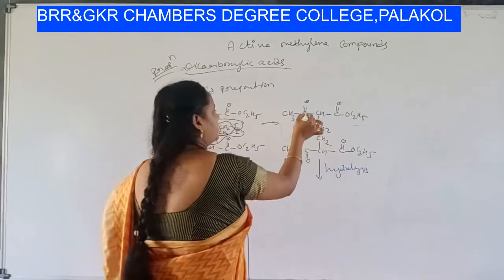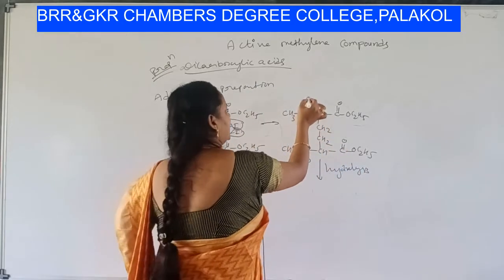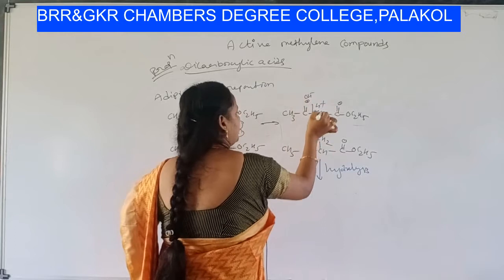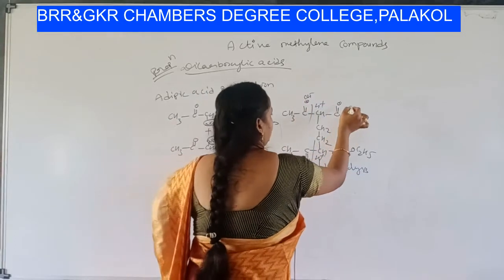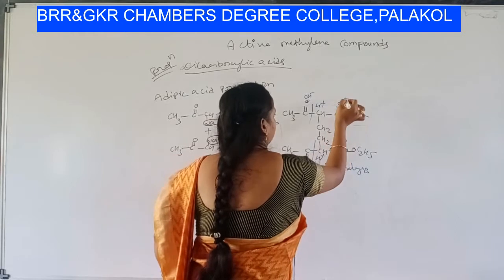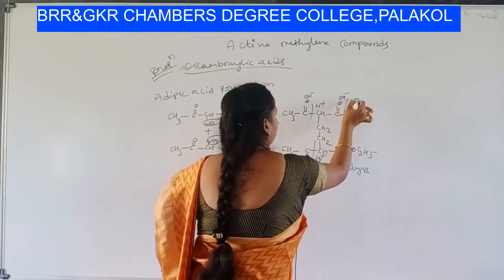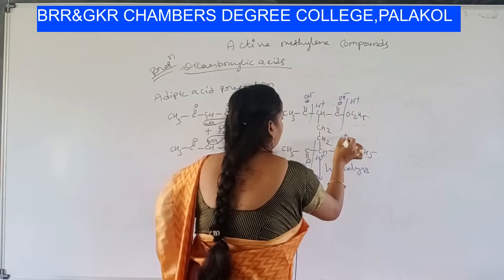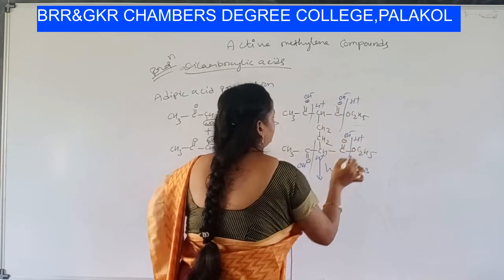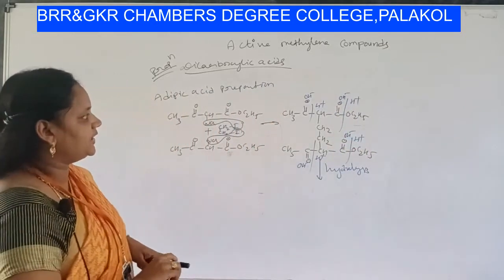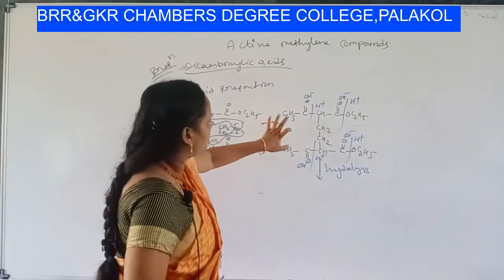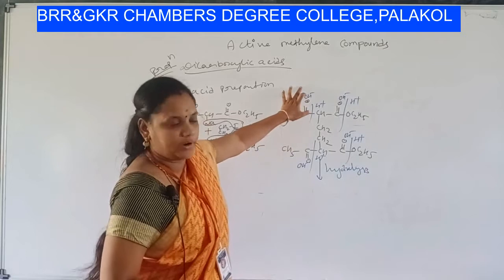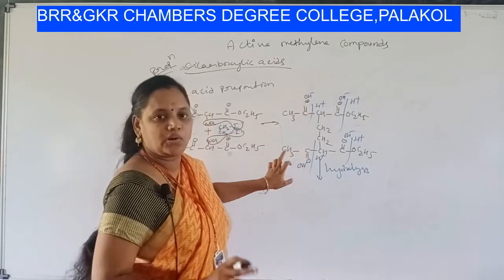Hydrolysis. What we have to do? We have to break a bond here: OH minus, H plus; here also OH minus, H plus; here also OH minus, H plus. So what are you getting, students? To understand clearly, I have changed two colors. So CH3 C double bond O OH, CH3 C double bond O OH.